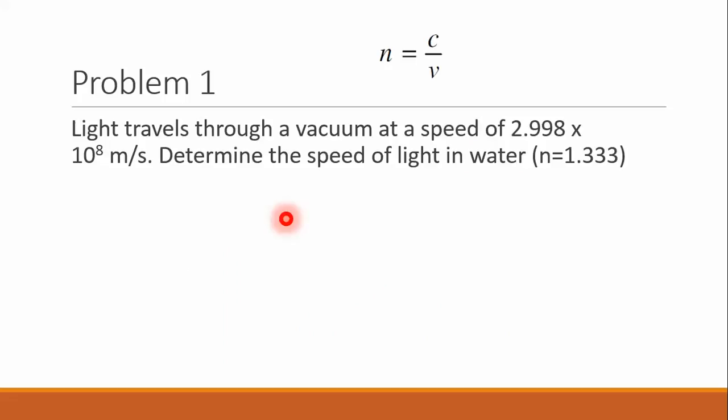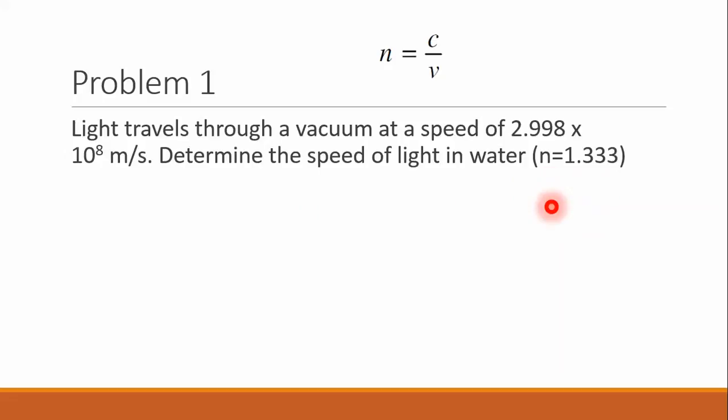So let's do a problem. Let's say light travels through a vacuum, and we're actually going to be a little more precise, at a speed of 2.998 times 10 to the 8th meters per second. Determine the speed of light in water, given that the index of refraction of water is 1.333.